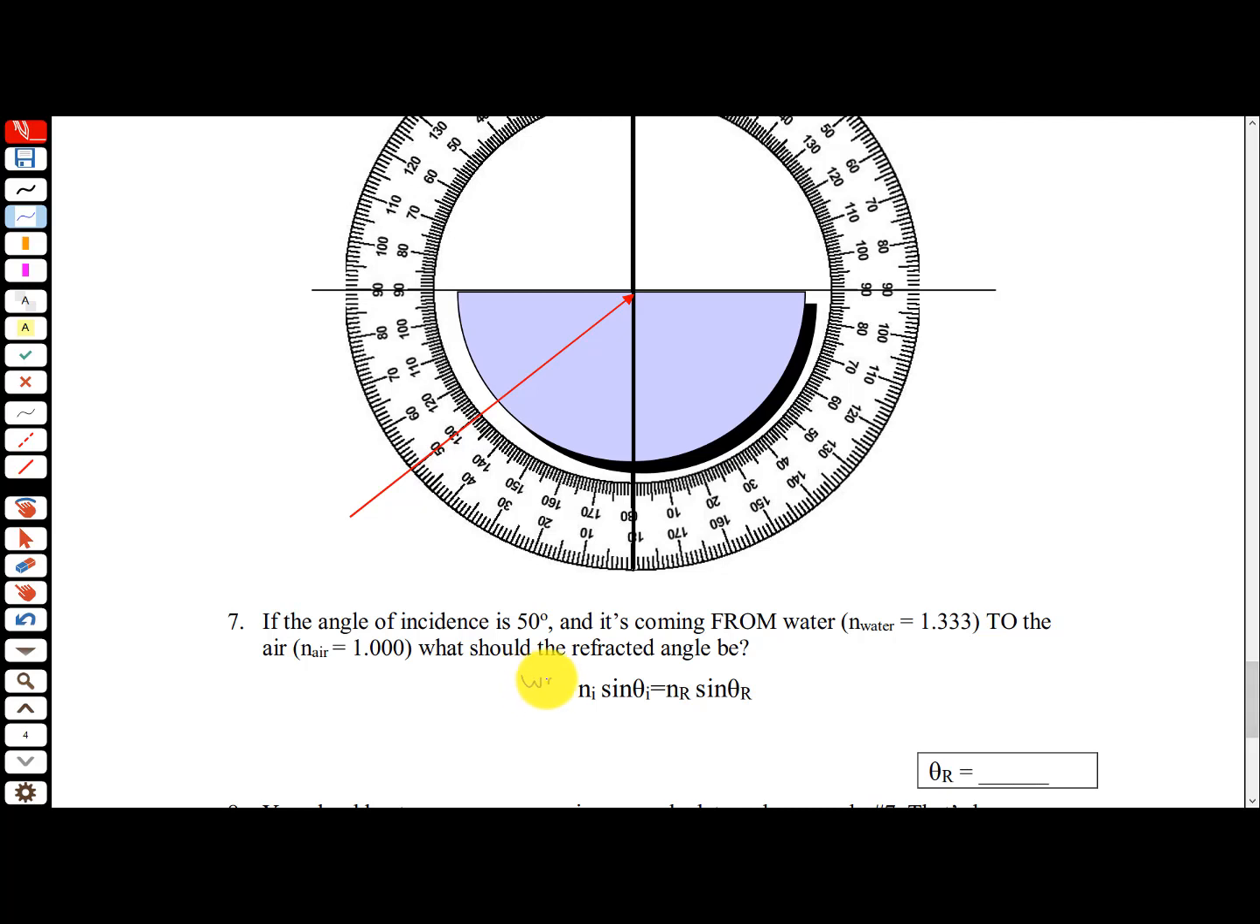So if we're going to come from water and go into air, but this time we've increased the angle, so you're all the way up to 50 degrees, what we're trying to figure out is, well, we know that it's going to have to get pretty close to the surface, because it bends away from the normal.